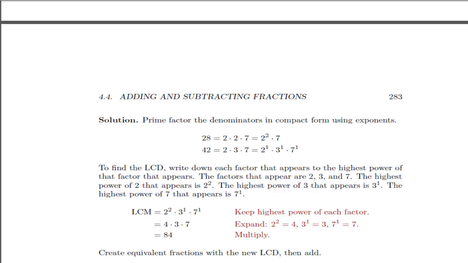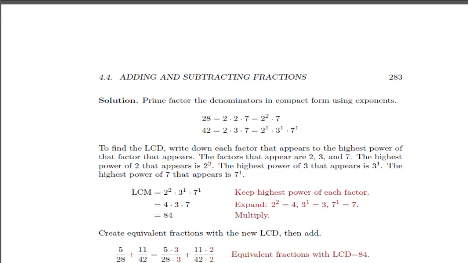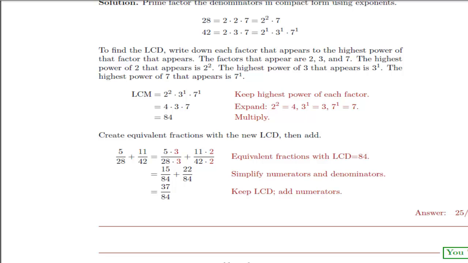The least common multiple is the product of these highest power factors, or 2 to the second power times 3 to the first power times 7 to the first power. 2 to the second power is 4, 3 to the first power is 3, and 7 to the first power is 7. So the LCM is 4 times 3 times 7, or 84. Create equivalent fractions with the new LCD, then add.